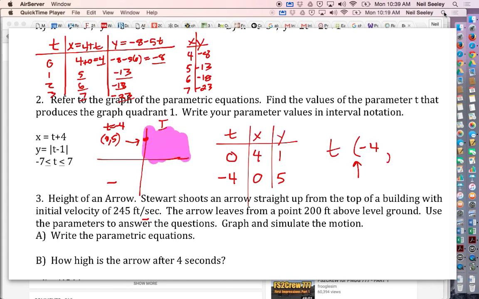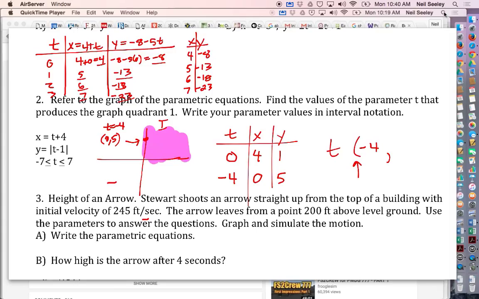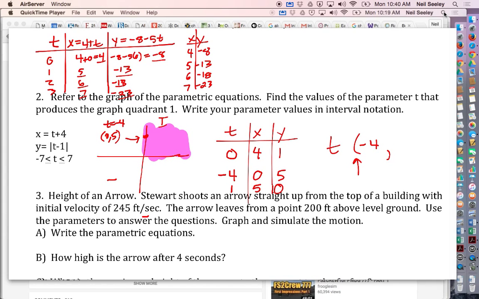You want to mention? When t equals 1. What happens at t equals 1? It's at 5, 0. Oh, no. So that's not in quadrant 1. That's this one right here, 5, 0. Darn it. So 5, 0. That's when time equals 1. So that's not in the first quadrant.